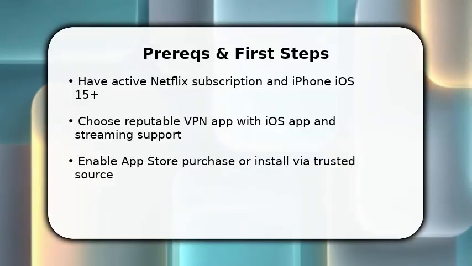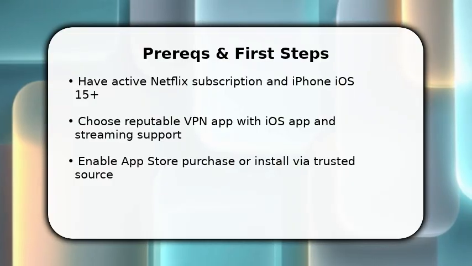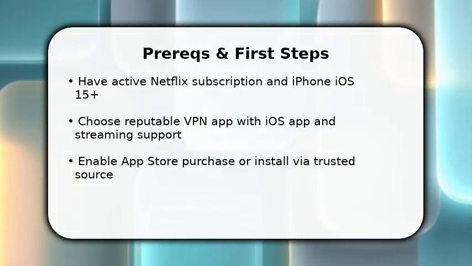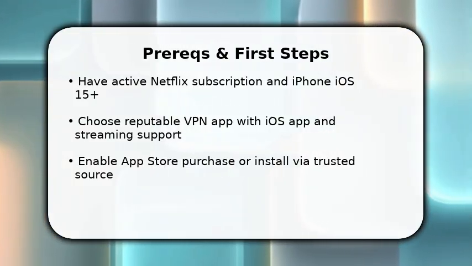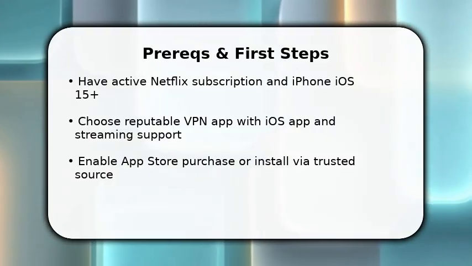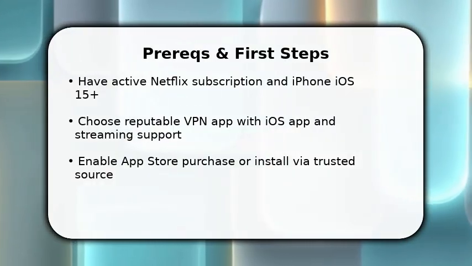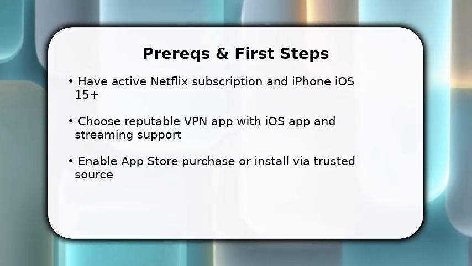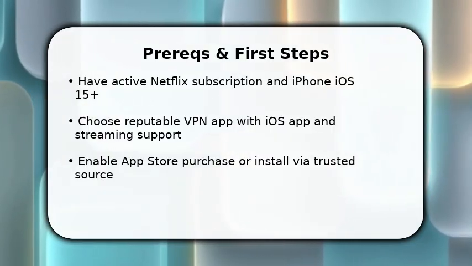You start by confirming two essentials: a working Netflix account and an iPhone updated to iOS 15 or later. Next, pick a VPN that explicitly supports streaming and iOS apps. This matters because cheaper services often leak or get blocked.